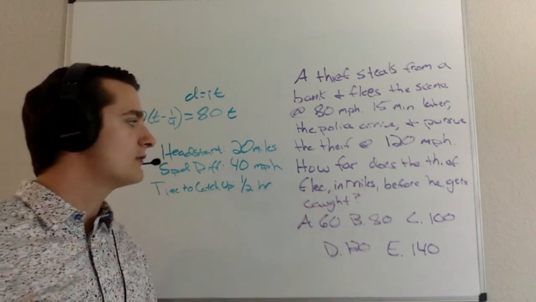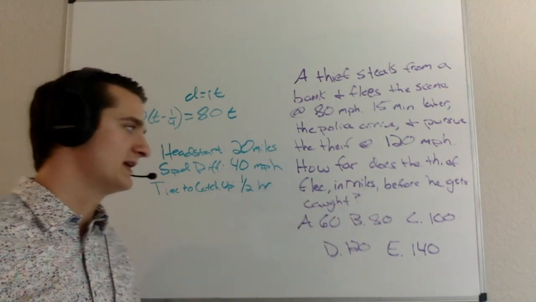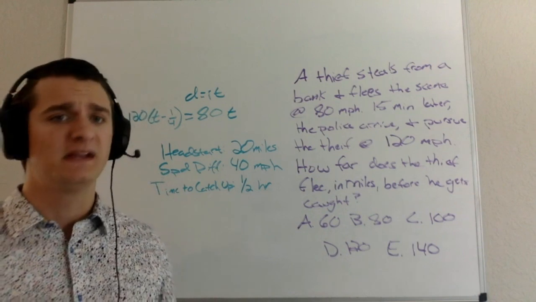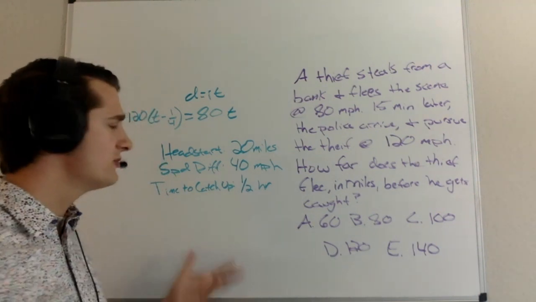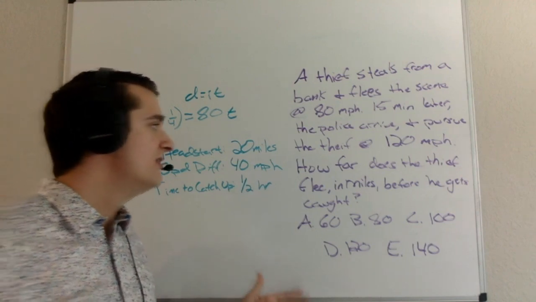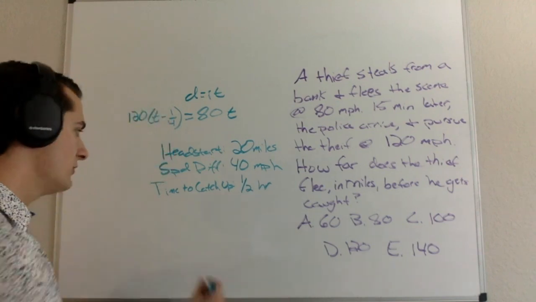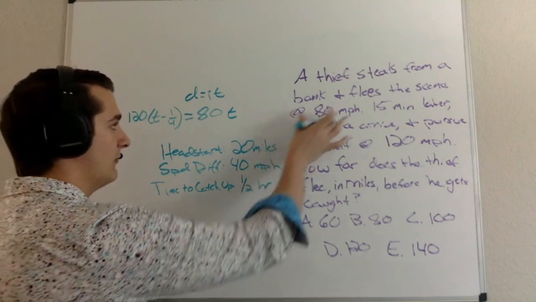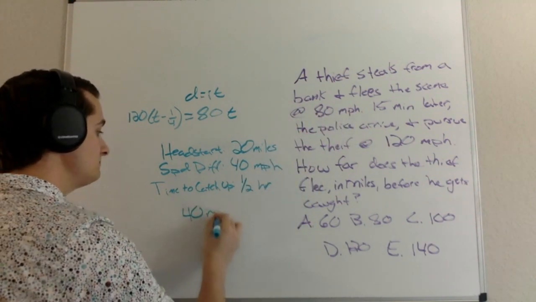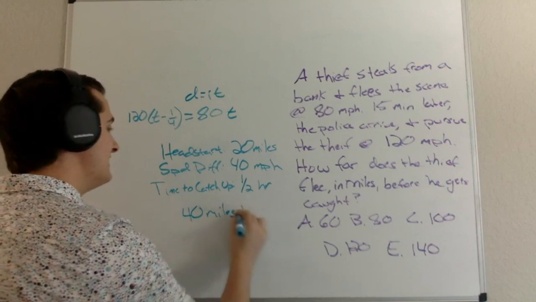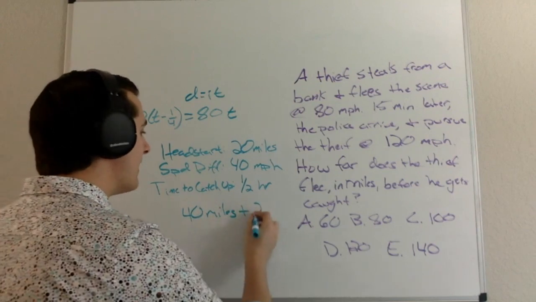Then I'm asked, how far does the thief flee in miles before he gets caught? Now, there are a couple ways I can approach this. I'm going to show you one way first. So the first thing I'm going to think about is, okay, the thief then flees 40 miles, right? Because half an hour at 80 miles per hour, 40 miles, plus the additional 20-mile head start.